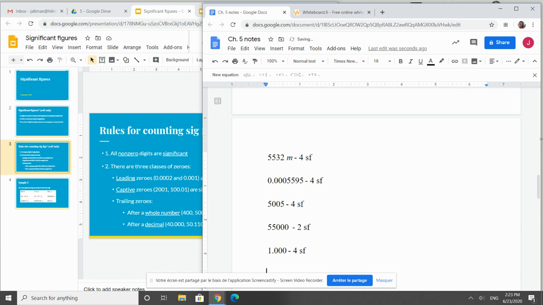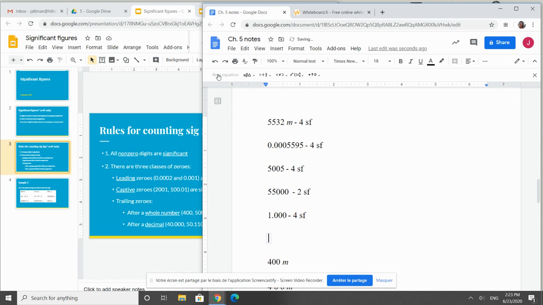And then you can also have combinations where you've got different types of zeros. So for example, I've got 0.002050. In this, my first 3 zeros are not significant because they are leading. The 2 and the 5 are significant. The 0 between the 2 and the 5 is captive, so it is significant. And the 0 at the end is trailing after a decimal, so it is significant. And this is 4 significant figures.